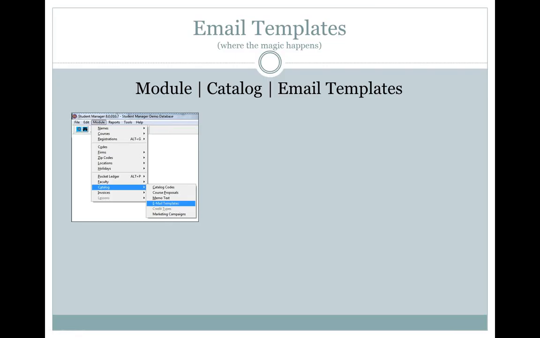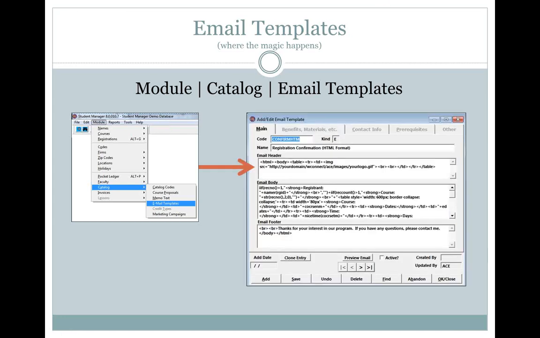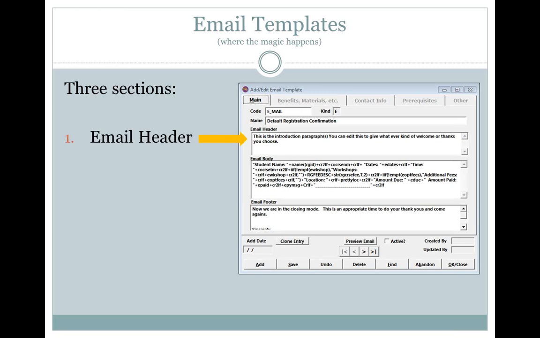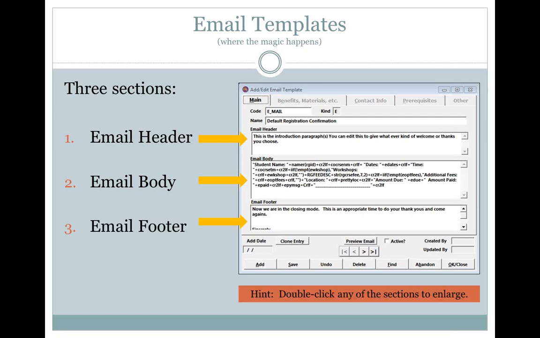First up, where do our templates live? In Student Manager, Module, Catalog, Email Templates. This is the screen that pops up by default. There are three sections to a template. First is your header, the introduction. You can edit this, whatever kind of welcome or thanks. Email body is where the magic happens. This is what actually fills in the message, things like names or locations, and the footer is the closing. Down here at the bottom, you can double-click any of the sections to enlarge. If the text seems small, a quick double-click gives you a larger window.